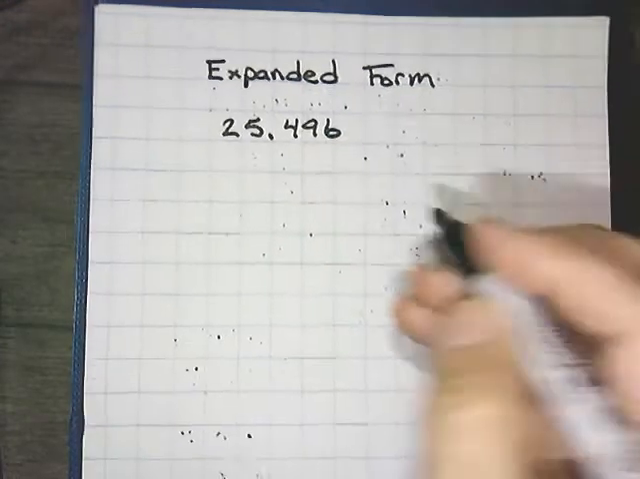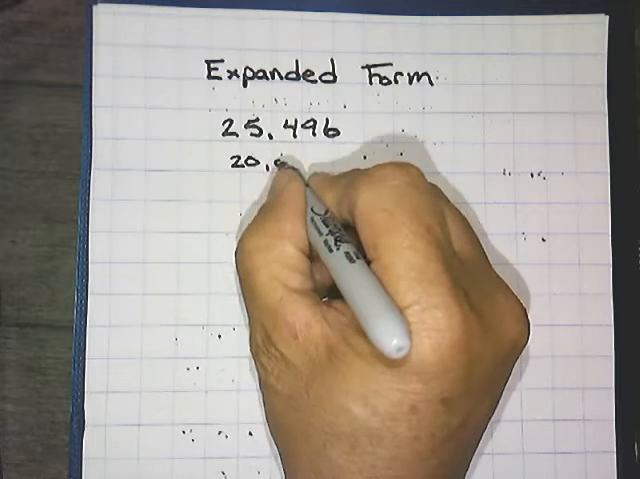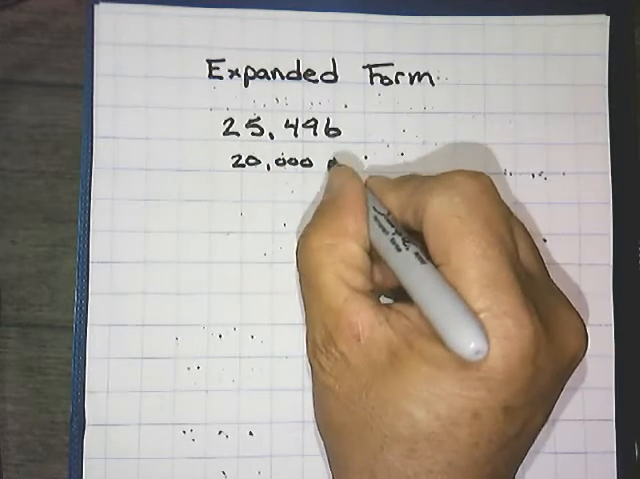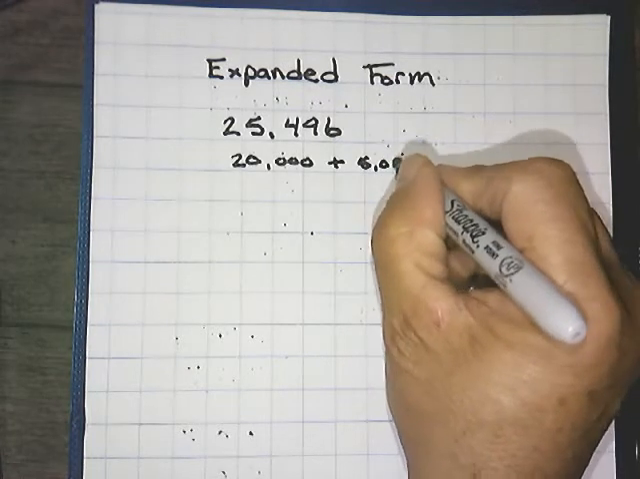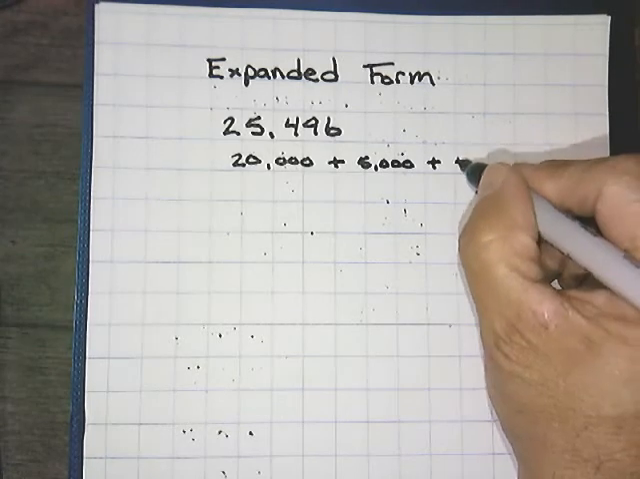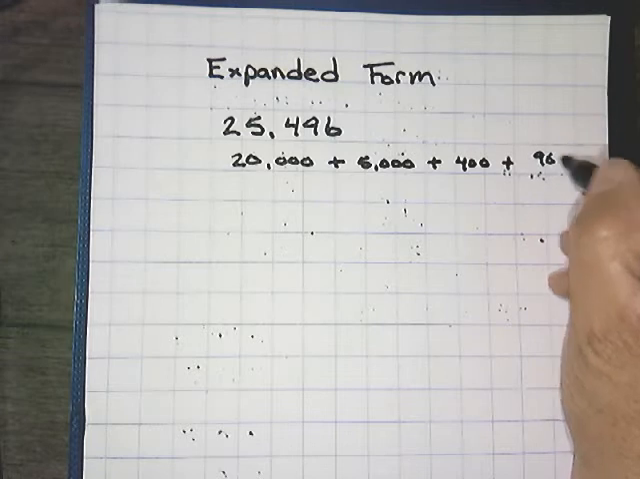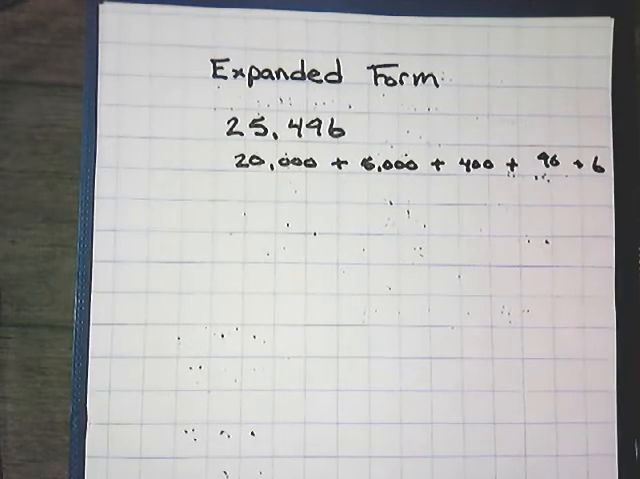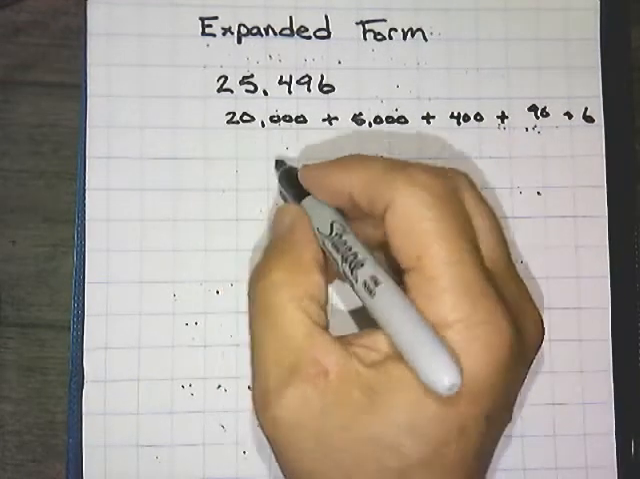Expanded form for 25,000 would be 20,000 plus 5,000 plus 400 plus 90 plus 6. So let's start with an easy example.